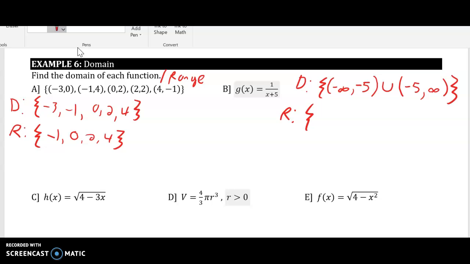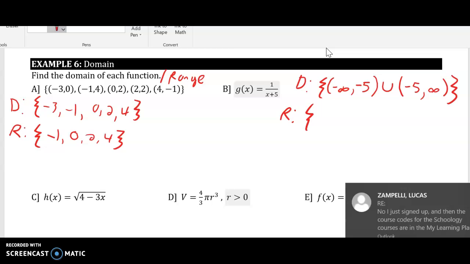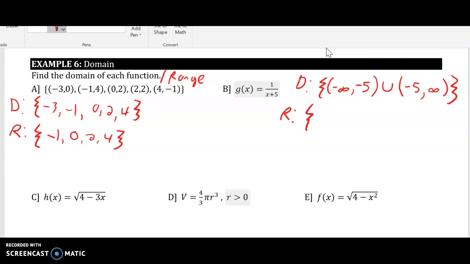Our range, again, we got to think up and down for range, up and down. So you can't plug in -5. Okay, so look at the top. Could you get a big number out of this, like 1 divided by a really, really small number? I can get a big number out of this. 1 divided by a really, really, really small number, I get a big number. I can get a really big negative number.